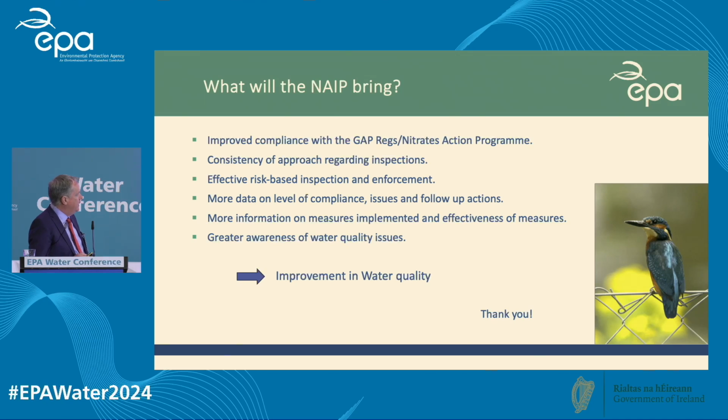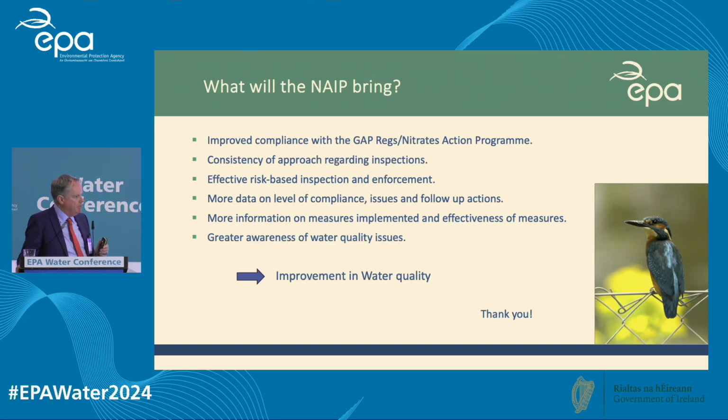So in conclusion then, what we hope that the NAPE will bring, overall, is improved compliance with the GAP regulations and the Nitrates Action Programme. That's our ultimate achievement. Consistency of approach regarding inspections. So if a farmer's been inspected in Sligo, he's going to have something similar to the inspection programme if he was being inspected in Wexford. Effective risk-based inspections and enforcement. Okay, so it's targeted, it's risk-based.